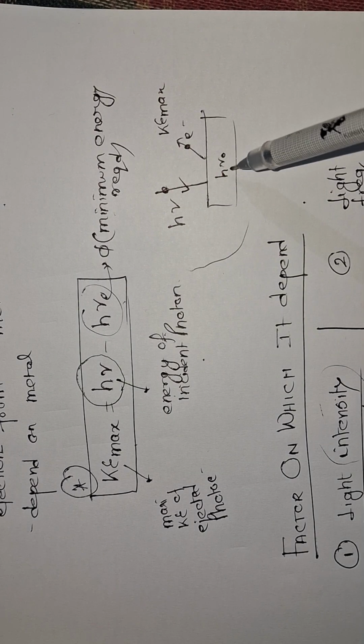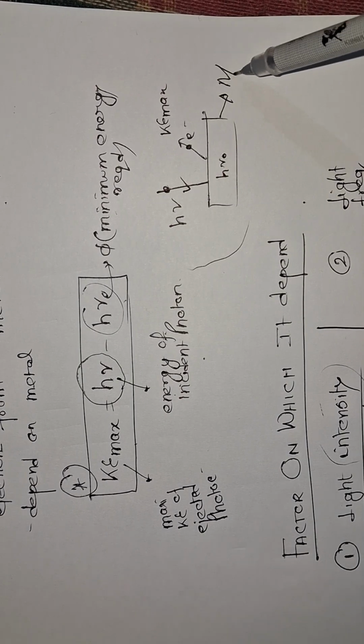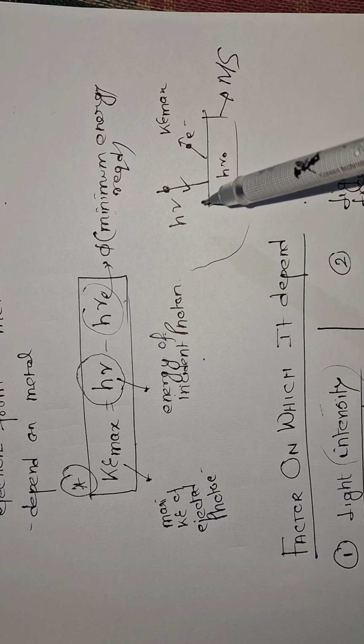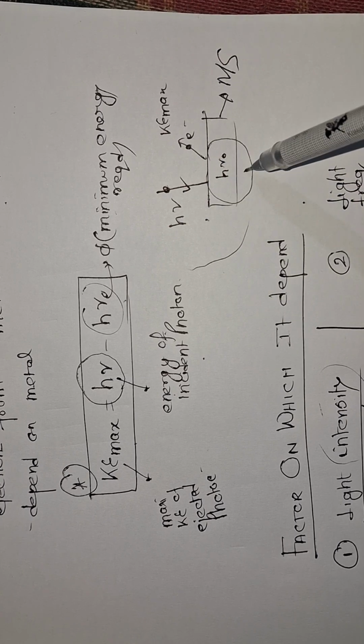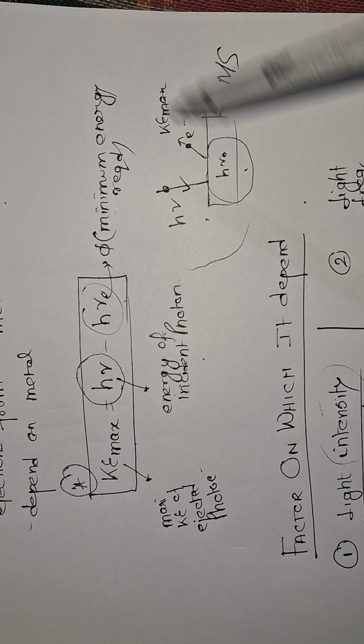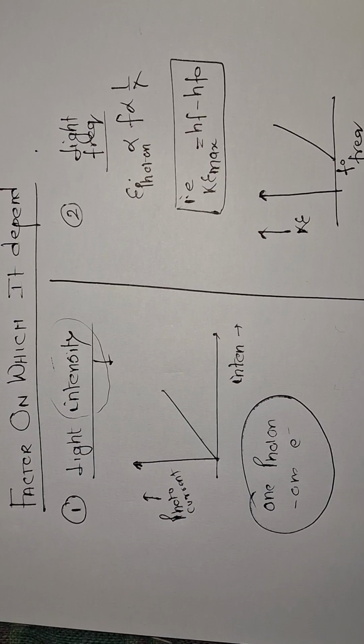Suppose this is the metal surface. On that metal surface I have made incident light of h nu. From this h nu, it has given h nu naught, and after that the remaining energy, K max, goes to the electron. Fine. Okay, our another checkbox is also done, and we are going quite well.